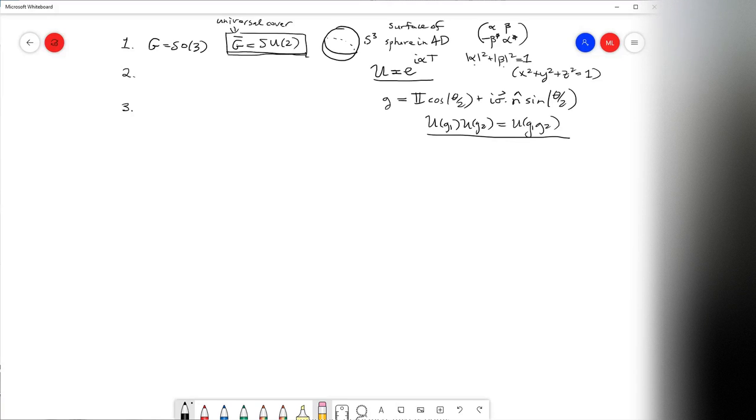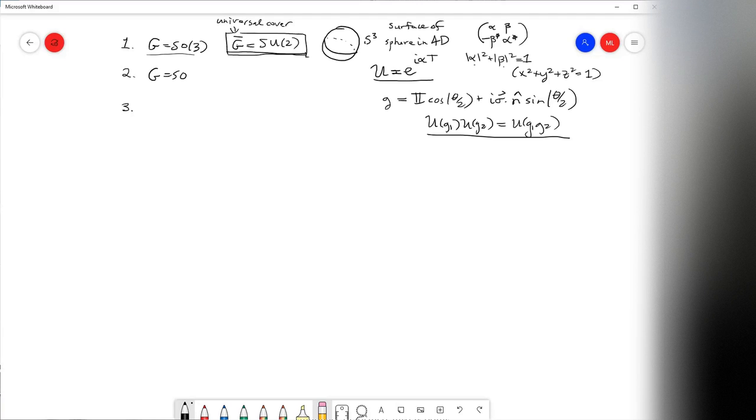So for instance, we know that for SU2, this group covers this one twice. So there must be 2 different kinds of projective representations for SO3. One which picks up a minus sign under a rotation of 2 pi, and one which doesn't. And so that's the double cover property of this universal cover.